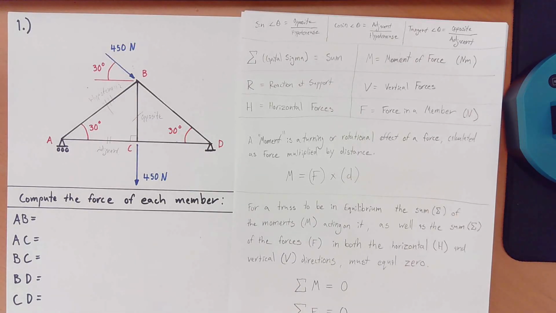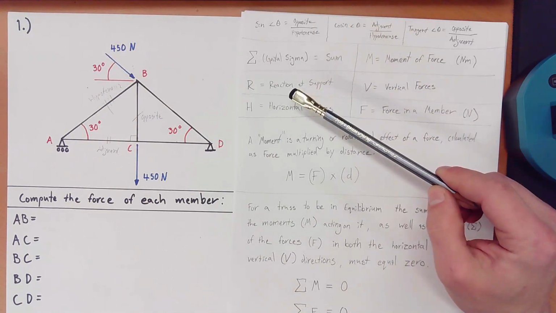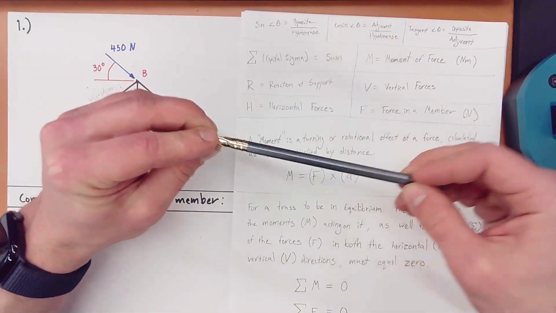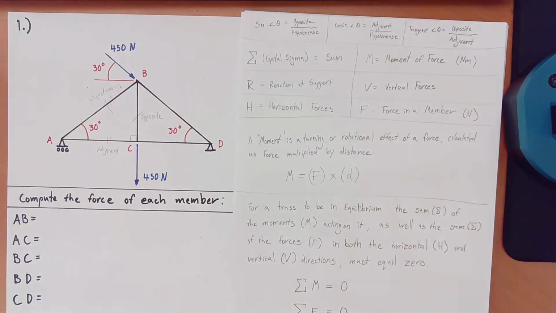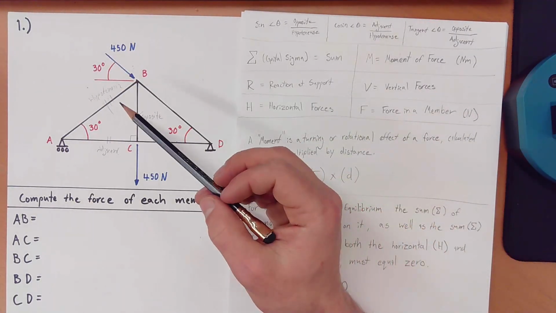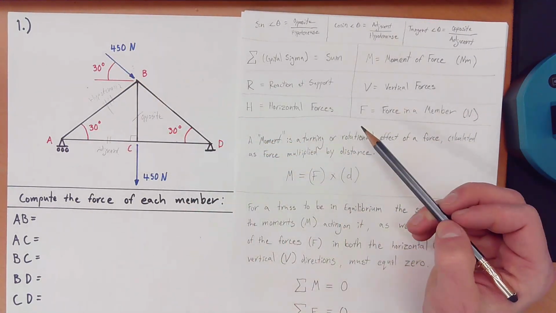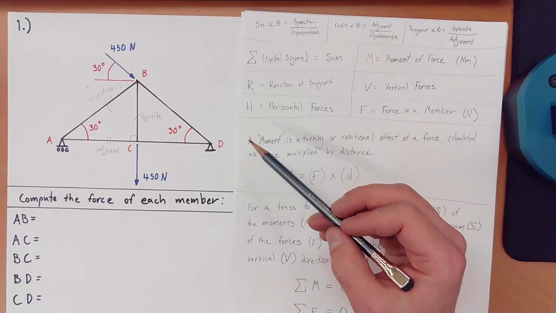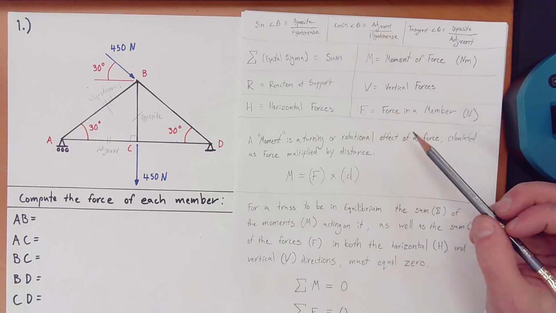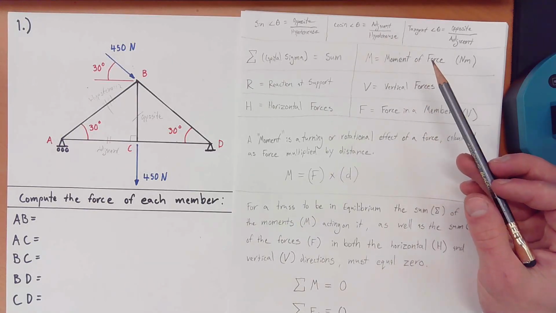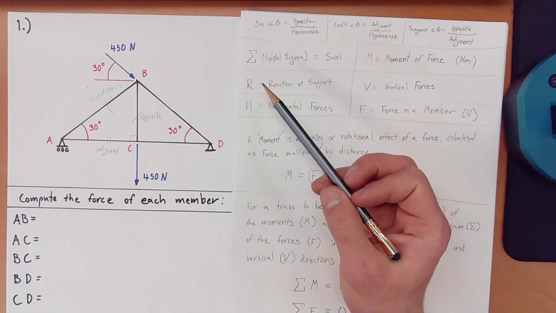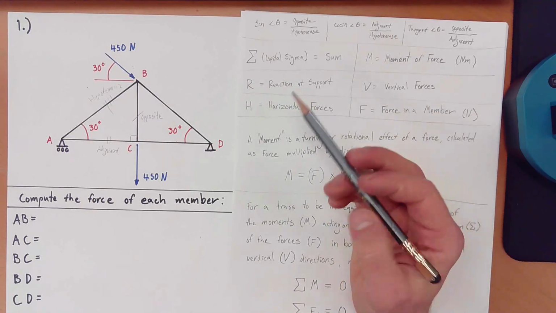It's kind of how a point will rotate, or a force will cause a member to rotate around a point. So that's a moment. And in order to calculate the forces enacting on a truss, we need to understand how to calculate the moment or rotational effect of a force. So that's a moment of force. If you see the symbol capital R, that is the reaction of a support.